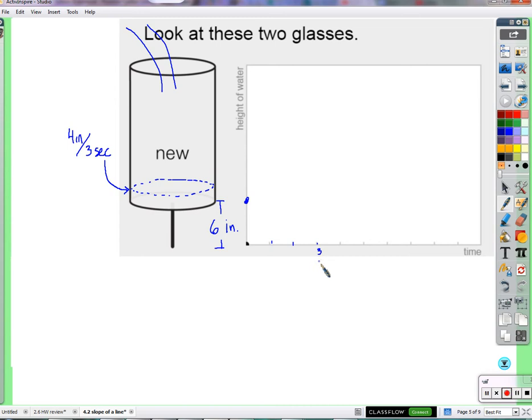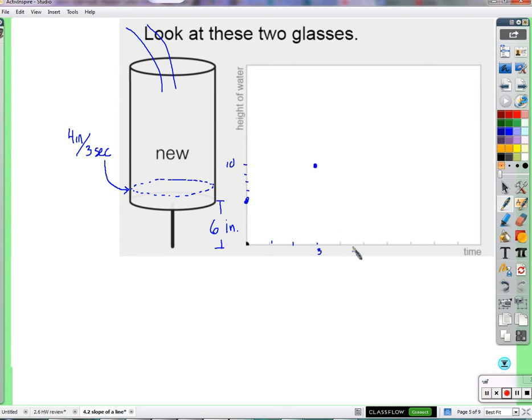Who agrees it would be at 18 inches? How far does it go up in 3 seconds? 4 inches. So it starts at 6, and 3 seconds later, if it goes up 4 inches from there, where will it be? 12? So it goes up 4 inches, 1, 2, 3, 4 inches. It started at 6, so it should be at 10, not 18, not 12. So 3 seconds later, it should be at 10 inches because 3 seconds later, it goes up 4 inches.